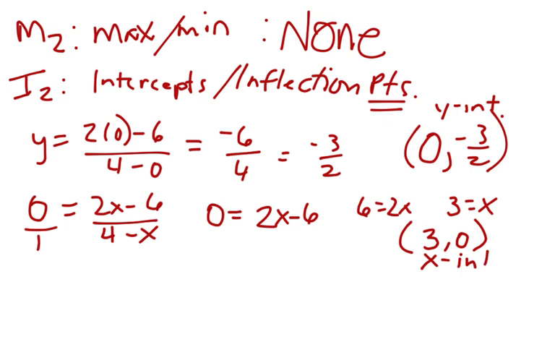X-intercept. Sometimes those x-intercepts are a little bit more difficult to find. Sometimes you end up having to use the quadratic formula, or sometimes they're irrational. You'll just use the same kinds of methods you used in Algebra 2 to find those.